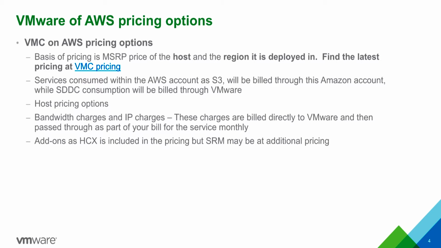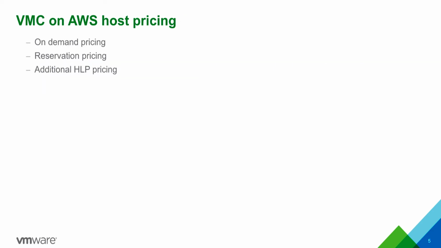And what are the different SDDC consumptions? Of course, the base is the host price. Then you have the bandwidth charges and IP charges, which are billed directly to VMware and then passed through as part of your bill for the service monthly. And there are some add-ons which you can select, as HCX is included in the price at this time and SRM may be at additional price. So what are the different types of host pricing? Since the host is the very basis, let's understand the host pricing.